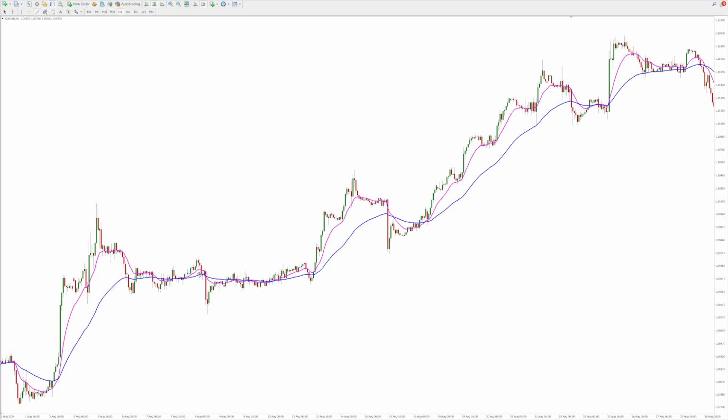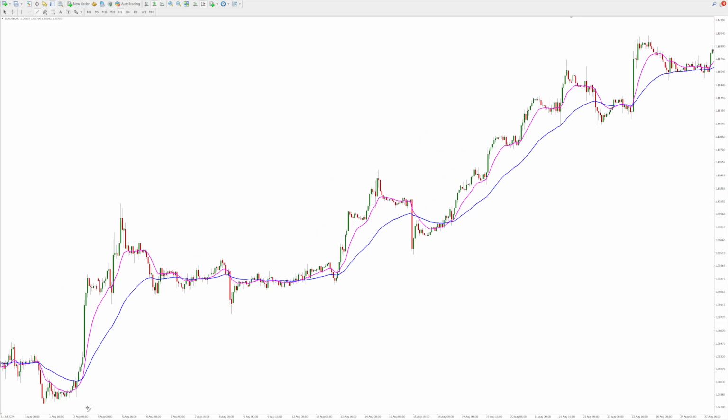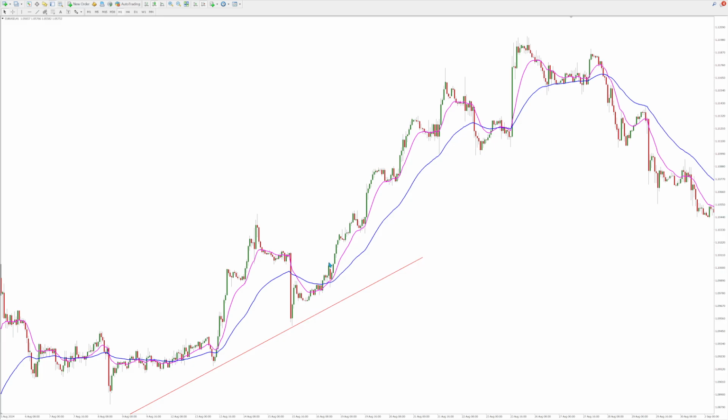So again, with the strategy, you want the slow to be the fast. For an uptrend, you want the fast MA, so the purple one, to be above the slow EMA, in our case, the blue one here. So it crosses above here. What do we do? We wait for a pullback.